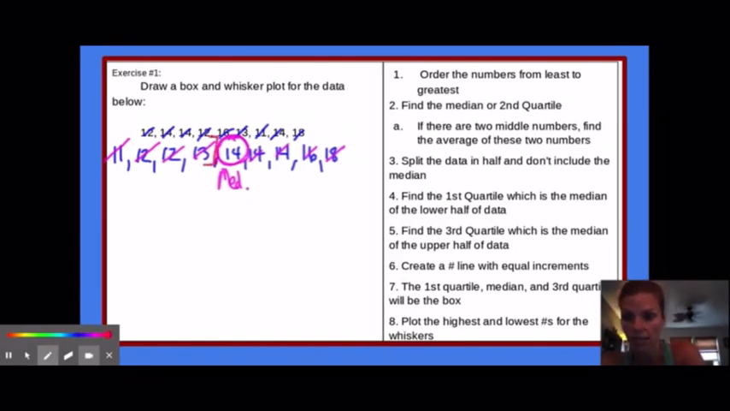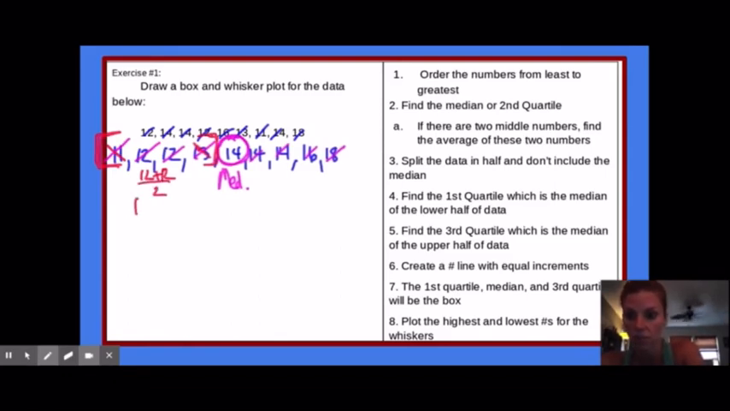I'm going to take these numbers from 11 to 13: 11, 12, 12, and 13. And I'm going to find the median, or the middle, of those numbers. Now, this is what I do. If I crossed them off this way the first time, I make it an X now. So these two can cross off. Well, now I have two middle numbers. Remember, when you have two middle numbers, you find the average. So you do 12 plus 12, divided by 2, which is 24 divided by 2.